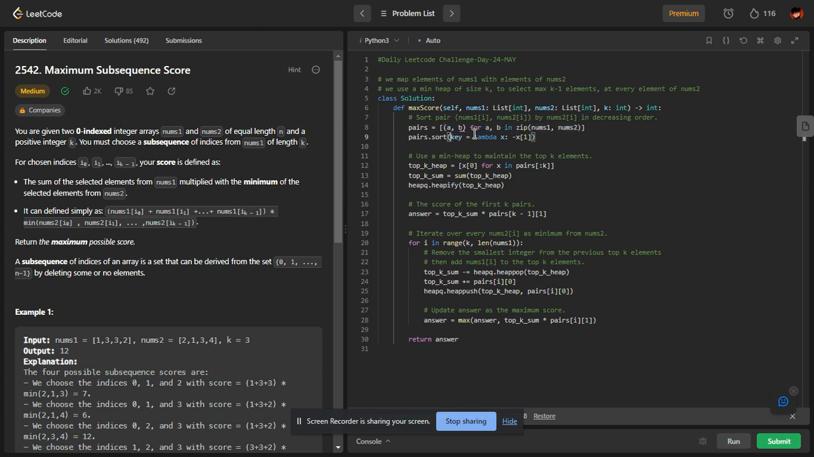This lambda function, I will definitely advise you to learn if you have not learned it till now, because you will be using it many times. This is for getting the descending order of the pairs based on the value of nums2. And these are the heap implementations. I've already told you there is no separate heap in Python. It's just a list, which we arrange in a heapify way so that it becomes a heap. Then we are doing the pop operations, and pushing the current element, and doing the calculation, finding the max.